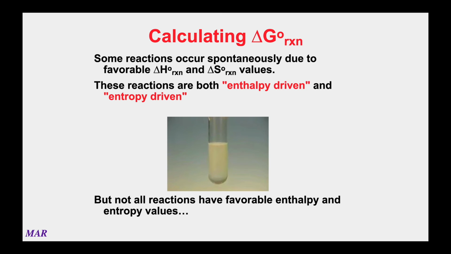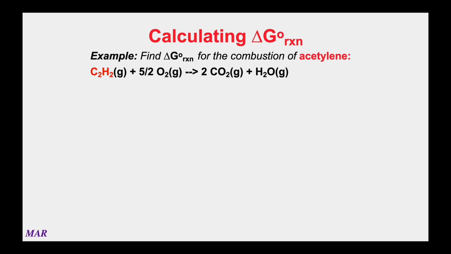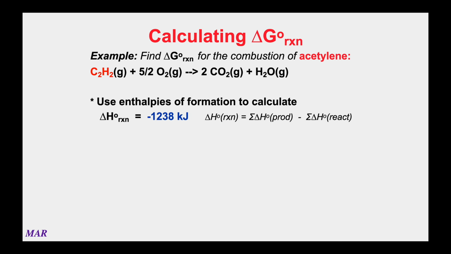But not all reactions have favorable enthalpy and entropy values. We're going to look at that here in a little bit. Let's look at the combustion of acetylene. Acetylene, which is used in torches a lot of times for welding and stuff like that. Acetylene is C2H2. It reacts with oxygen to make CO2 and water in a combustion reaction. I'm doing it here per mole of acetylene, so that's why the fraction is there. But anyway, we can use the enthalpies of formation to calculate the enthalpy of this reaction.